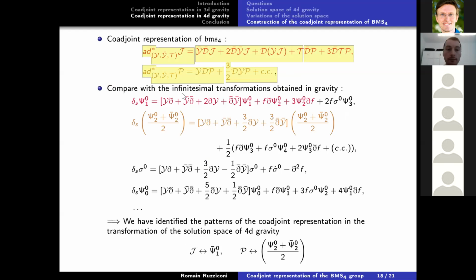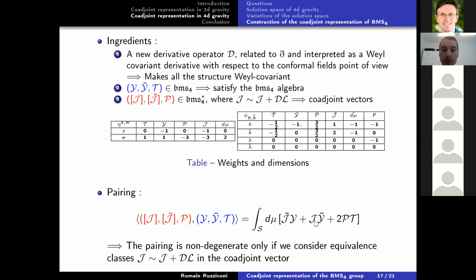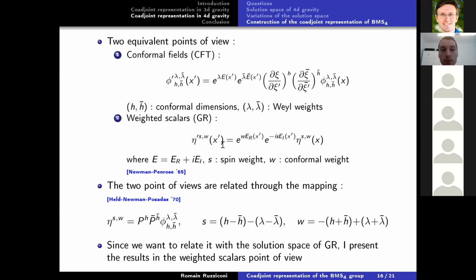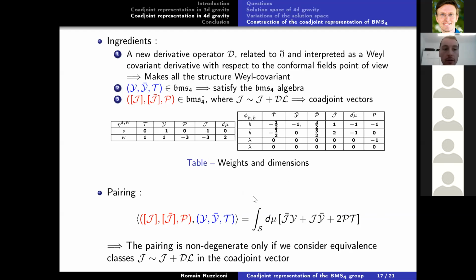So we have a question from Charles. Yes. Hi, Romain. Sorry. So is the pairing invariant under the transformation you've displayed? So this pairing has some properties. Yeah, so it's invariant first under Weyl because all our structure is invariant under this Weyl scaling. But we have also chosen the weights of the different ingredients in our coadjoint representation so that this pairing is actually invariant. So these weights here are well chosen so that under this kind of transformation, this pairing will remain invariant.